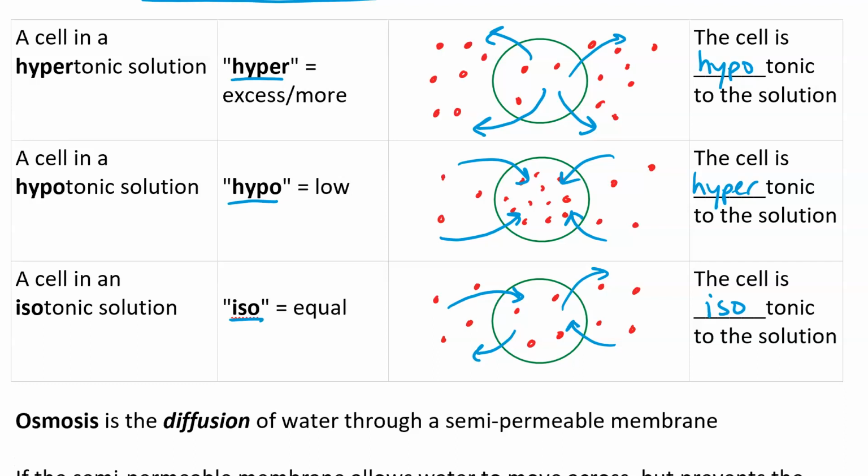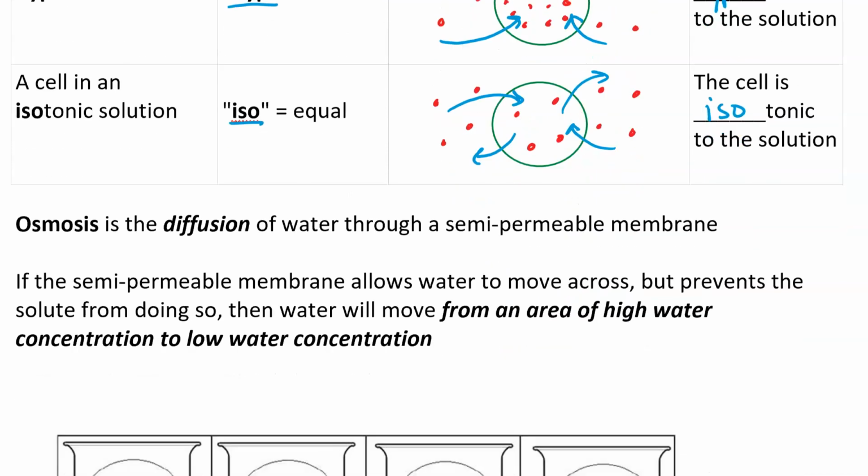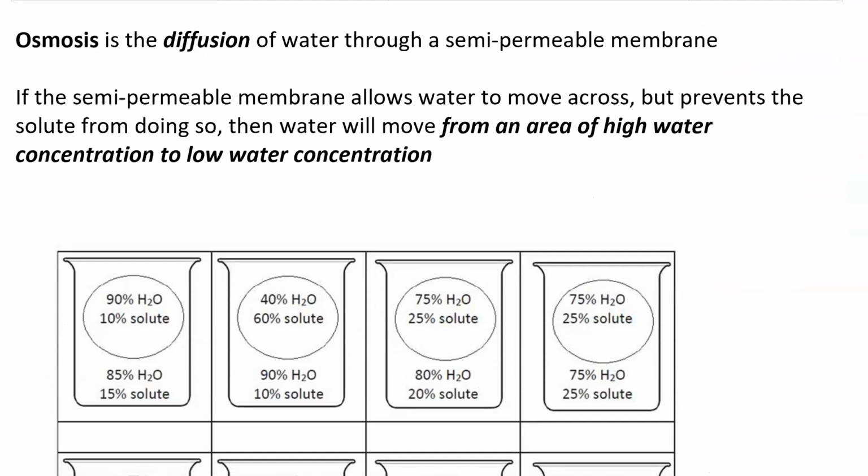Now let's look at some of those problems I posted with the beakers. Okay, again, we know osmosis is the diffusion of water through a semi-permeable membrane. Semi-permeable meaning the membrane lets some things in and keeps some things out. So if your semi-permeable membrane allows water to cross but prevents the solute from crossing, well, we're talking about diffusion, so water is still going to move from an area of high water concentration to an area of low water concentration.